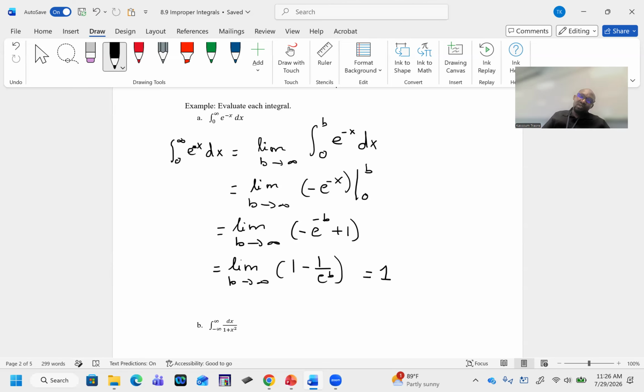Okay, and of course, if I did it with e to the power of x, you will see that will give me infinity, which means it will diverge. If I kept positive e to the power of positive x, the limit will be infinity, so that means this integral diverges.